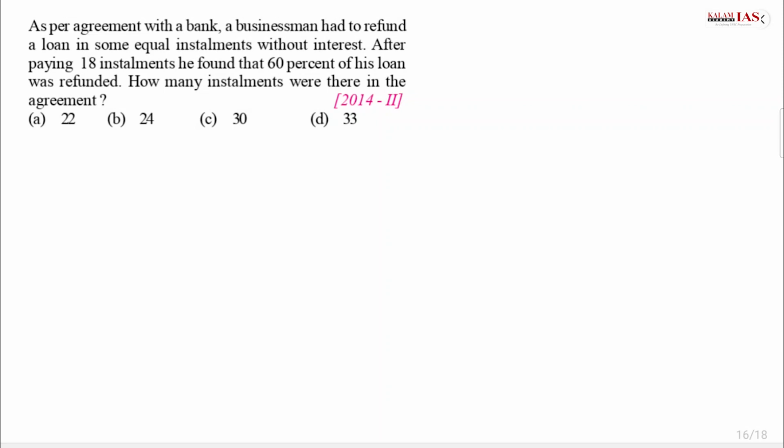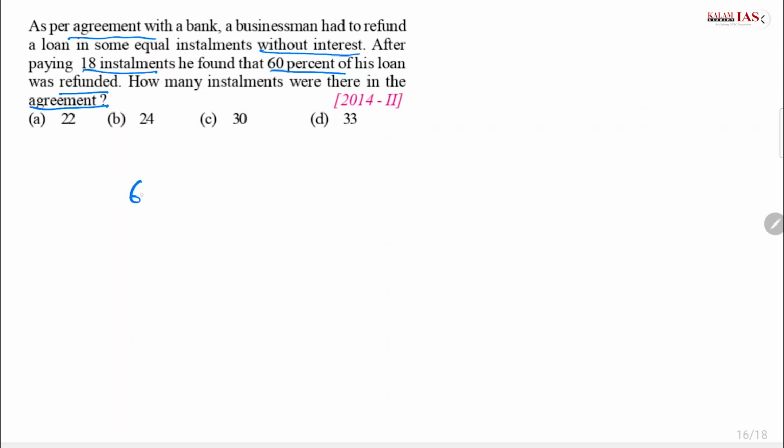Now in this question it is given, as per agreement with the bank, a businessman had to refund a loan in some equal installments without interest. There is no interest involved. After paying 18 installments, he found that 60% of his loan was refunded. How many installments were there in the agreement?